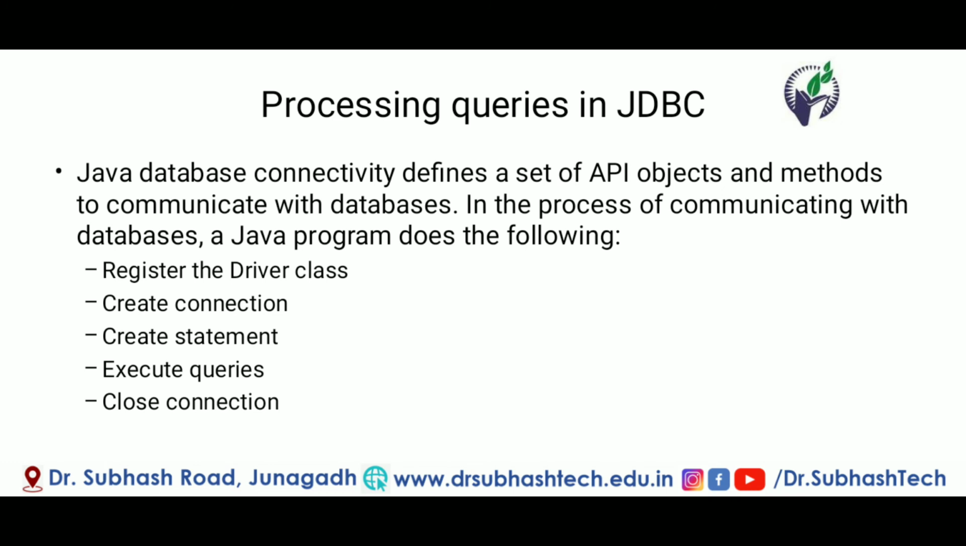Next is how you can execute a query in JDBC. Java Database Connectivity defines a set of API objects and methods, which we saw previously. To communicate with the database, there is a step-by-step procedure you have to follow to connect with the database. There are a few steps. First you have to register the driver class, then create a connection object, then create a statement and execute the queries, and the last one is to close the connection.